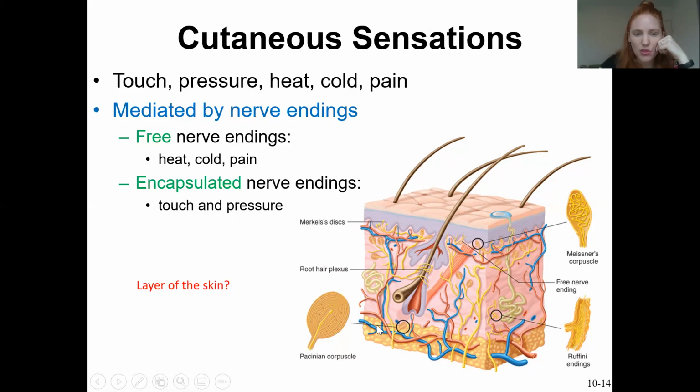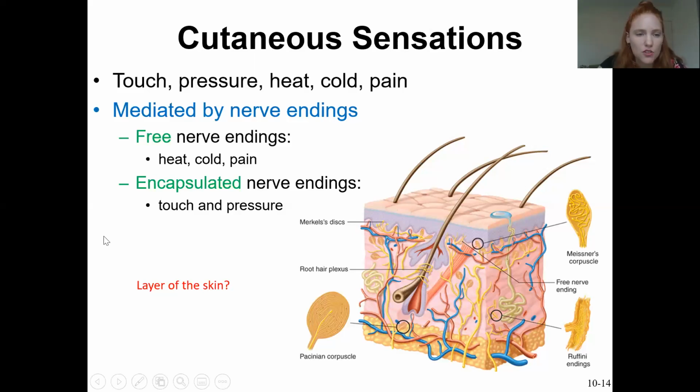Okay, so for example, this right here, this is the Pacinian corpuscle. It has lots and lots of layers covering. Encapsulate means to cover the end of the dendrite. And what I'd like you to understand is the more encapsulation you have, the more layers surrounding it, the less sensitive that nerve ending will be.